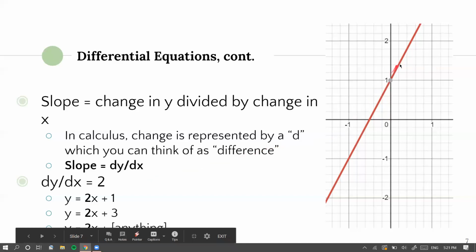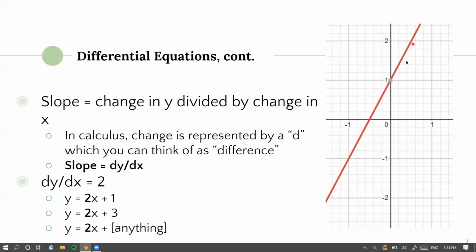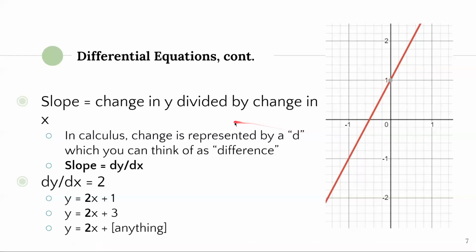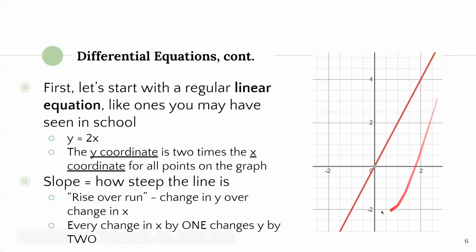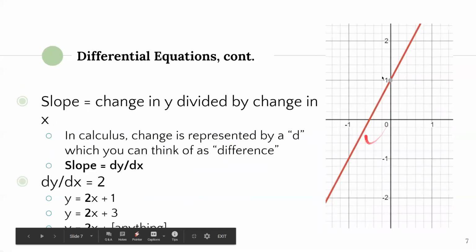And you can see that even though the line looks different, the slope is still the same. It's the same steepness. So even though this line and this line are a little different, they still have the same slope.